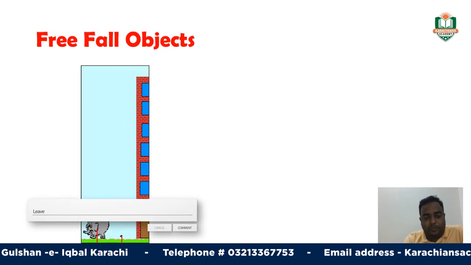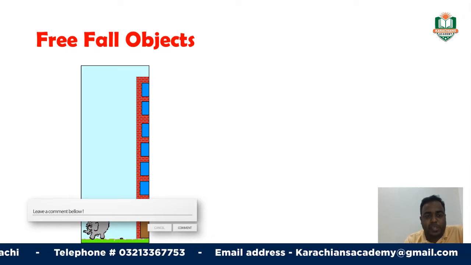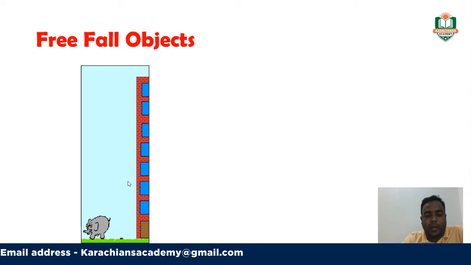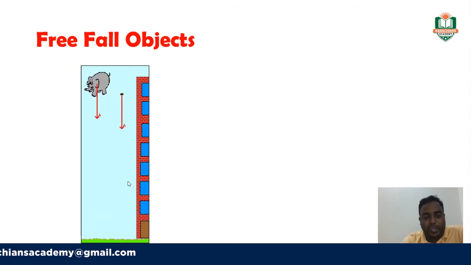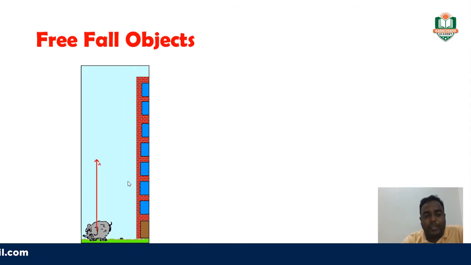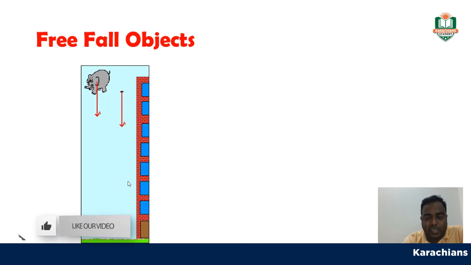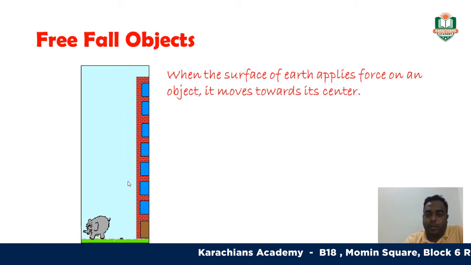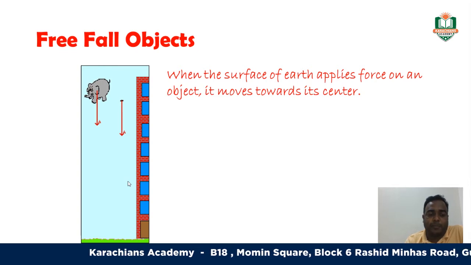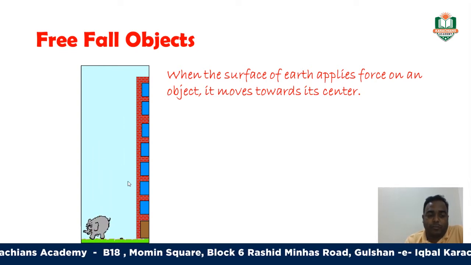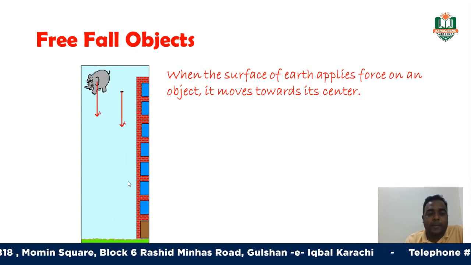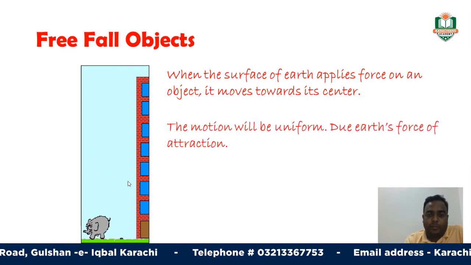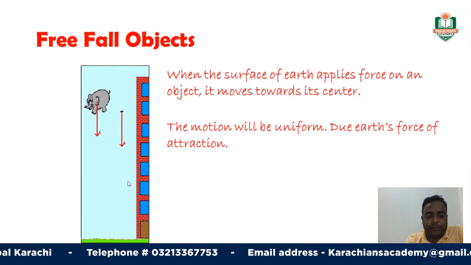If you see the animation, this animation is representing that the boy and the point mass are both dropping or falling freely, and both of the objects are moving with uniform acceleration. But it happens because the surface of the earth is applying the same amount of force on the elephant and the point object to attract itself.